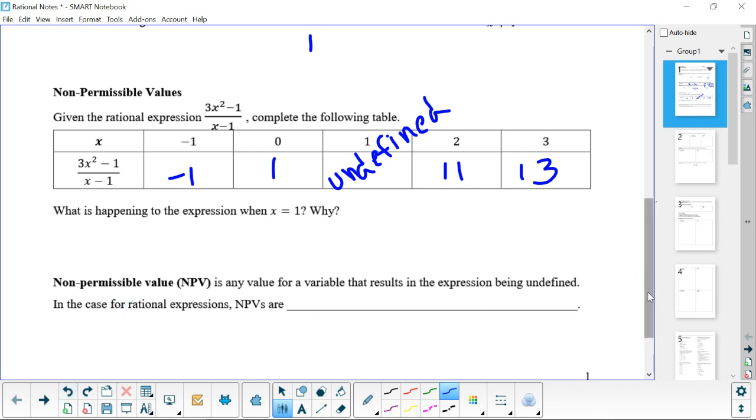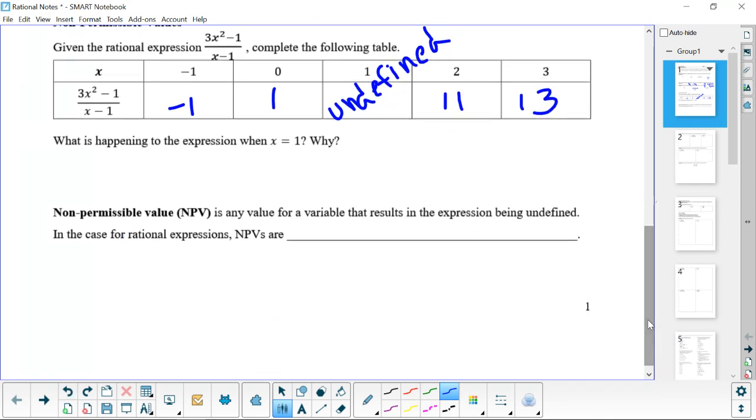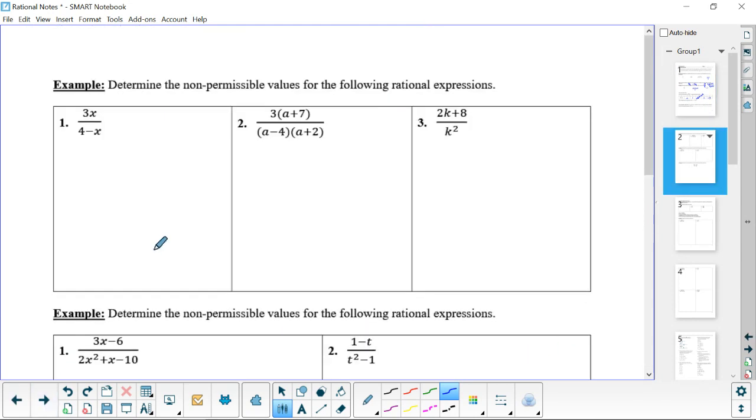Let's do a few examples where we have to determine the non-permissible values for rational expressions. Determine the non-permissible values for the following rational expressions. The first question is 3x divided by 4 minus x. This is a rational expression and we have to find the non-permissible value. To calculate it, we're going to set our denominator equal to 0 and solve for x.